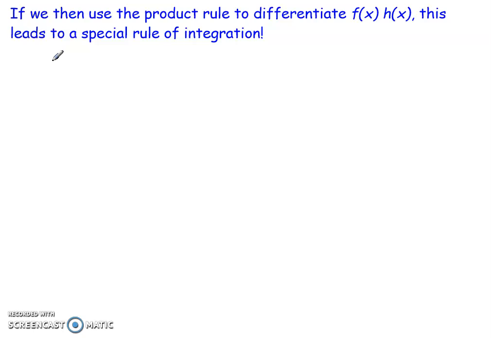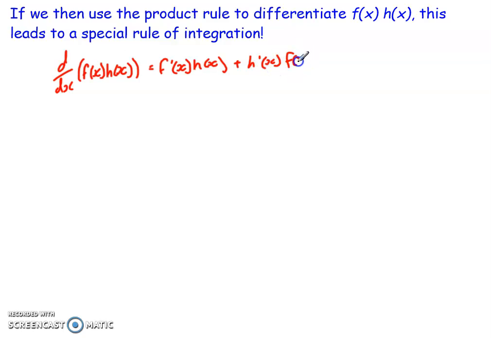Now let's imagine we take a pair of functions, f of x and h of x, and we use the product rule to differentiate them. This can lead to a special rule for integration. So if we have f of x, h of x, and we take the derivative, d by dx, of f of x times h of x, we know that we can use the product rule in order to calculate the derivative of that. So what that means we get f dashed of x, h of x, plus h dashed of x, f of x.